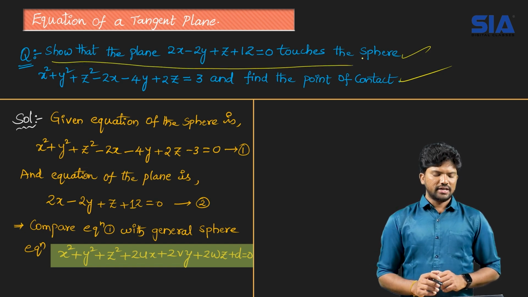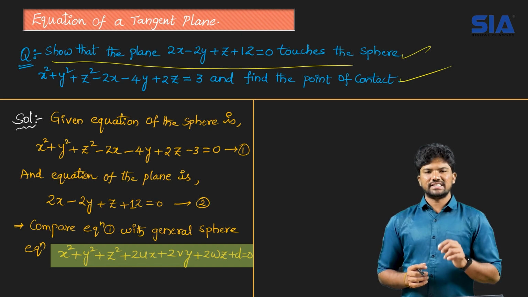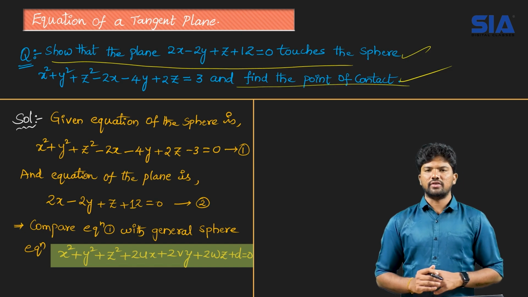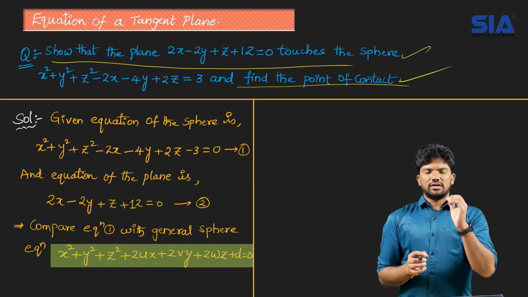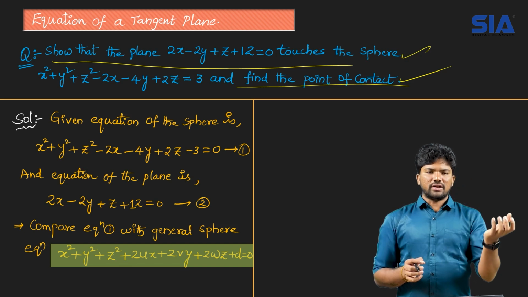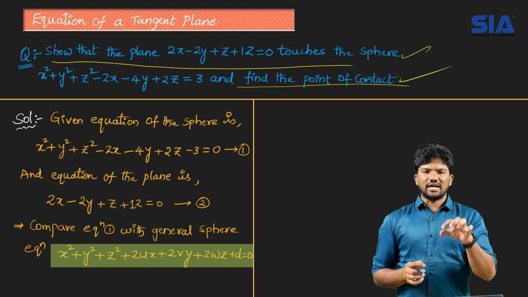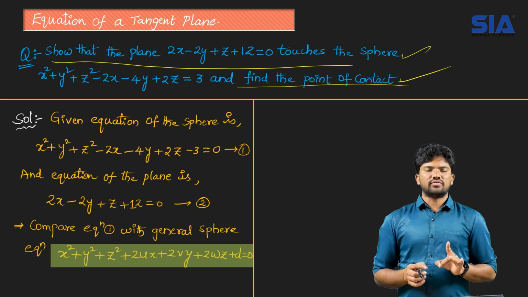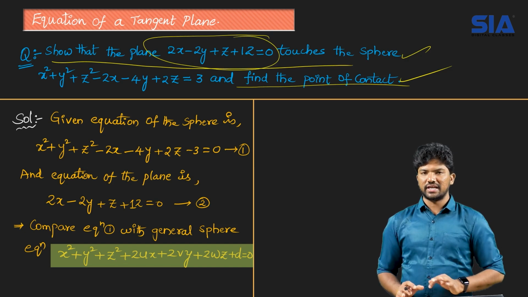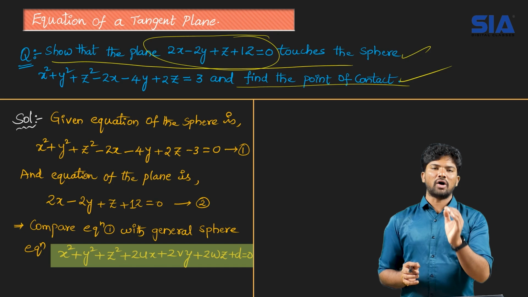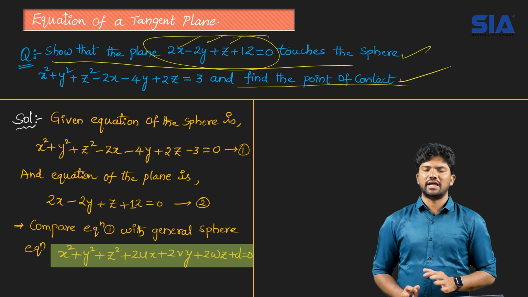Now one more question. Show that the plane 2x minus 2y plus z plus 12 is equal to 0 touches the sphere and find the point of contact. In the previous problem they were asking to find the sphere equation. In this problem they are asking to find the point of contact whenever the given plane touches the given sphere. No need to find the sphere equation, we just need to find the point of contact, that is the x, y, z values on the given plane equation.